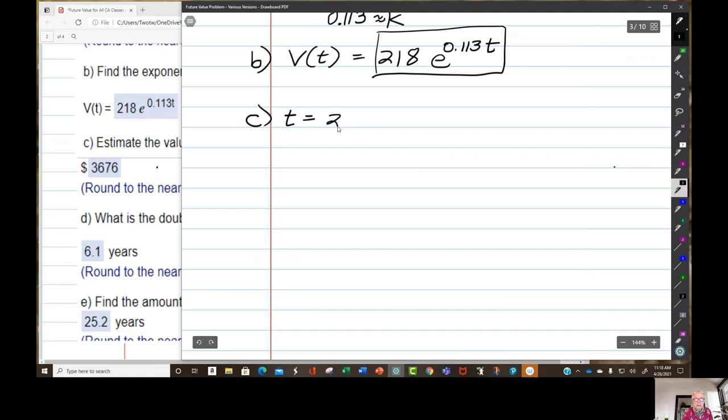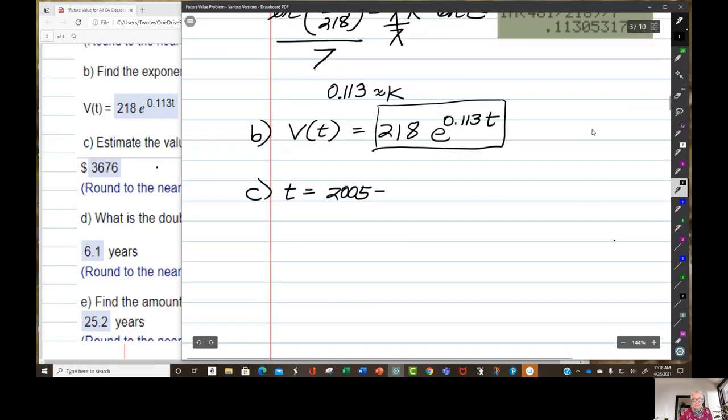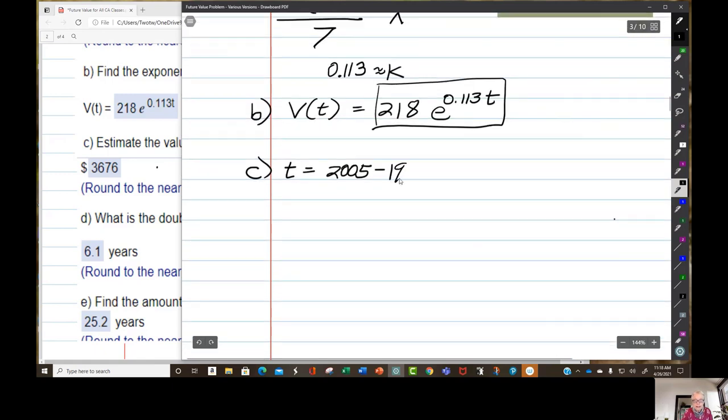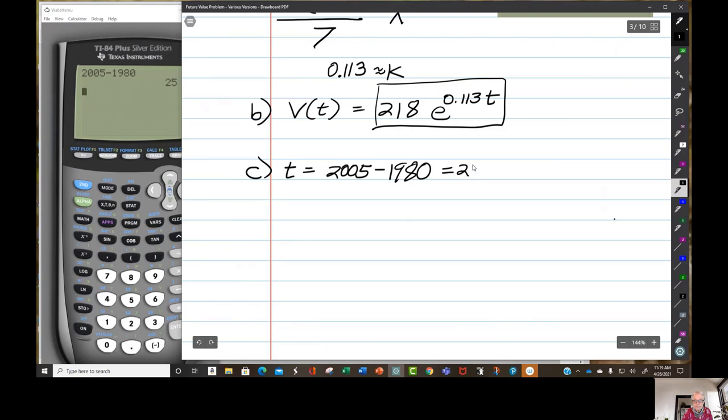So T is going to equal 2005 minus the original year, T naught, and that is 1980. So a cool way to keep remembering this is just to do it on the calculator. 2005 minus 1980 is 25. That's what T is going to equal.